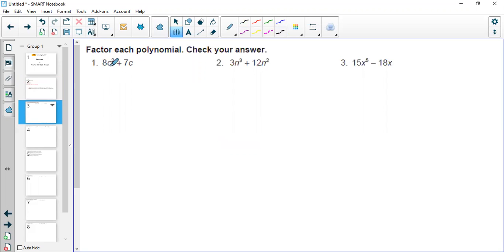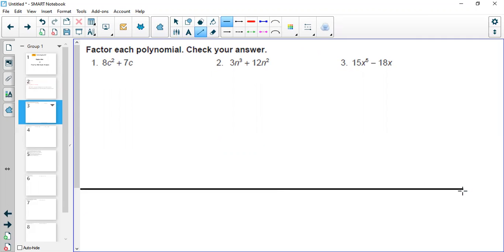So to start with, question number 1, 2, 3. Now always keep your work neat and clean. So let me just draw a line here, because we need to be finding the GCF of each of them. So let's start. So we have 8c squared plus 7c. We have to find the GCF of 8c squared and 7c. Now here I'm just doing it because it's the first question.